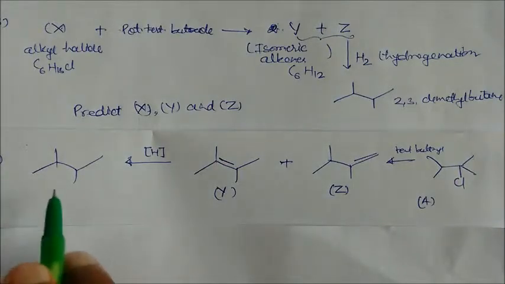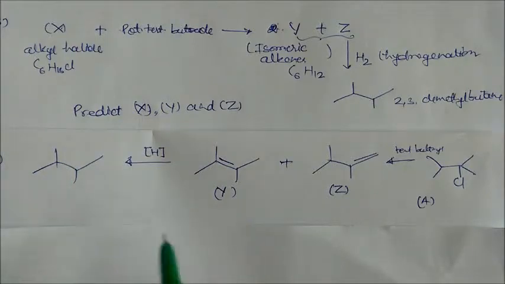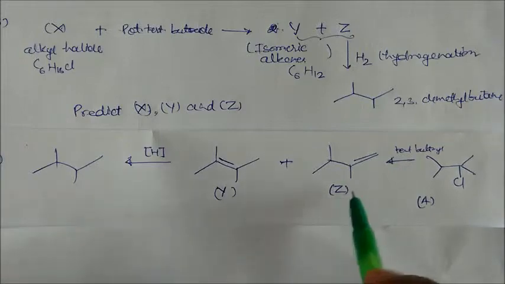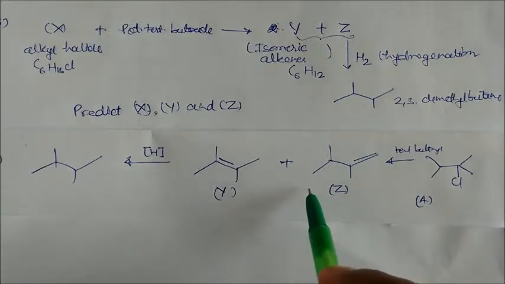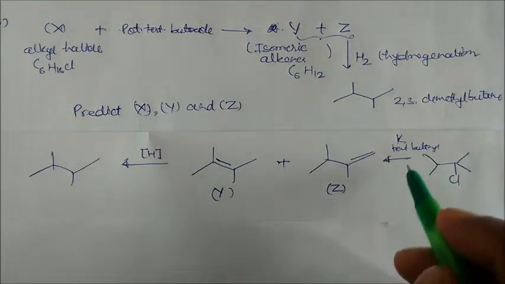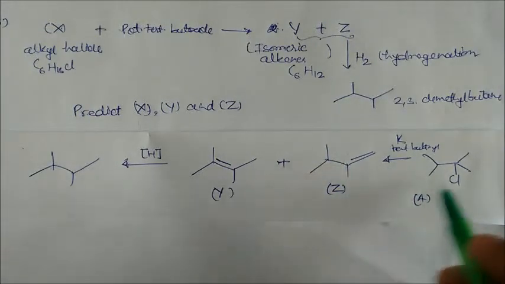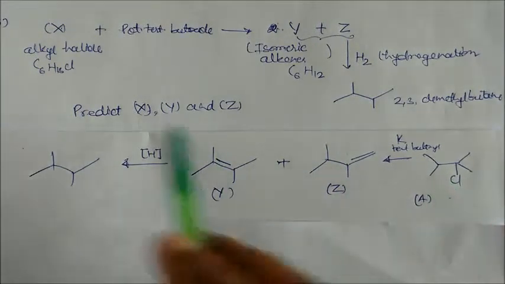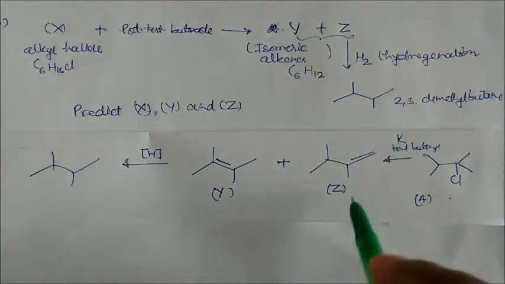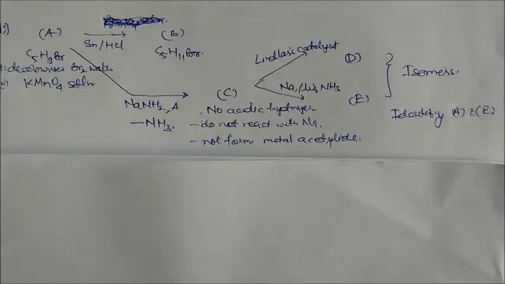So this is the 2,3-dimethyl butane on hydrogenation, and the double bond could be at different places, like it can be this side or it can be this side. So these are the Y and Z isomeric alkenes. And again if you use potassium tertiary butoxide, so what will happen? This will add Cl. So Cl will be added here only. So we will get this compound A. So A is this alkyl halide. This is compound A, X, Z. So this is compound A.